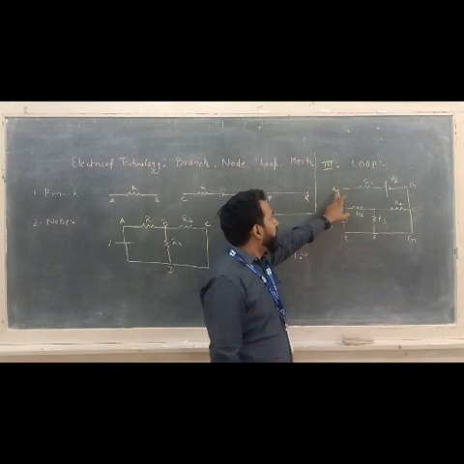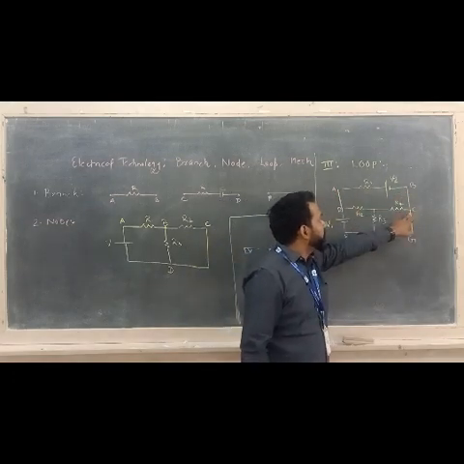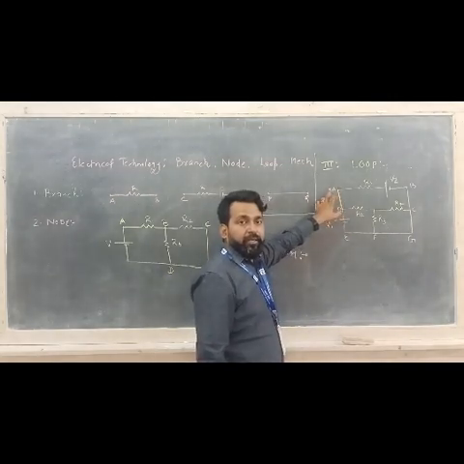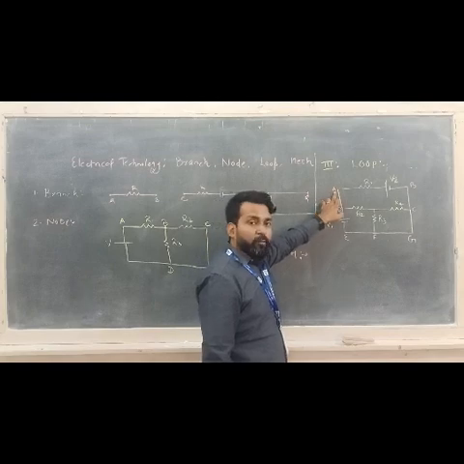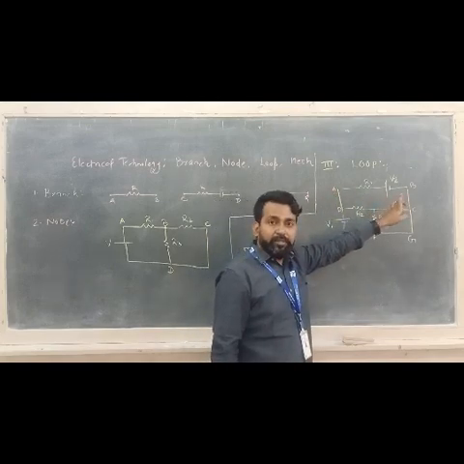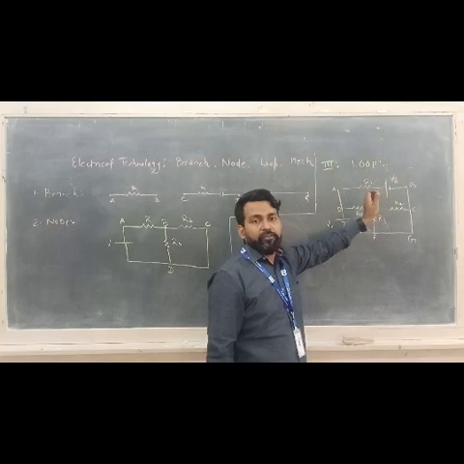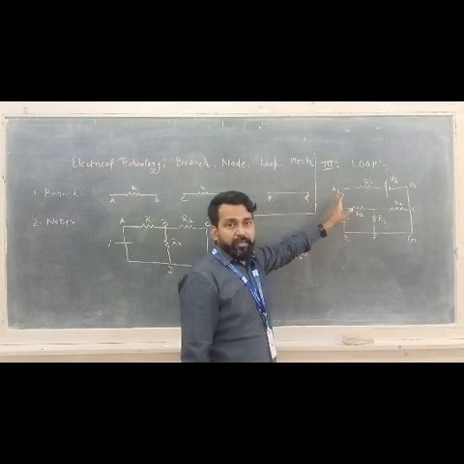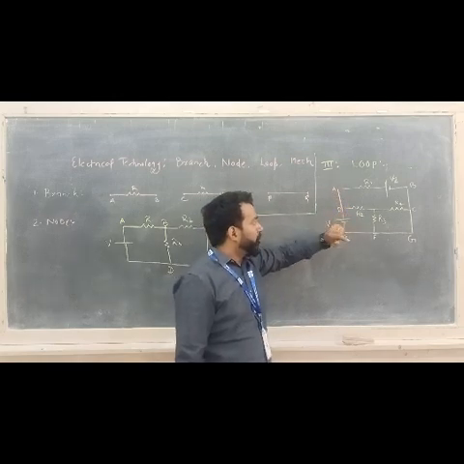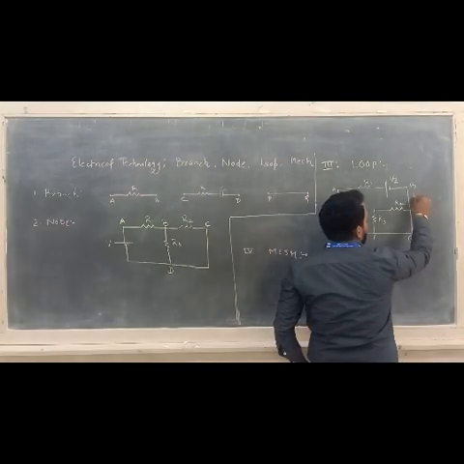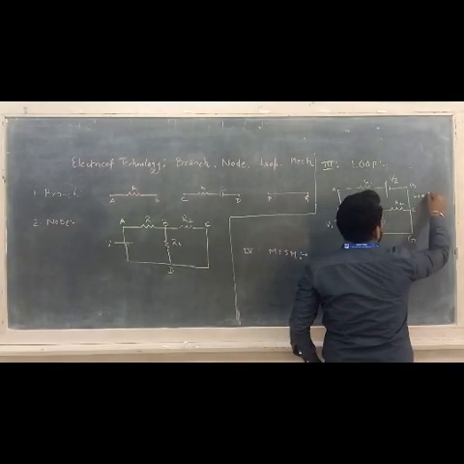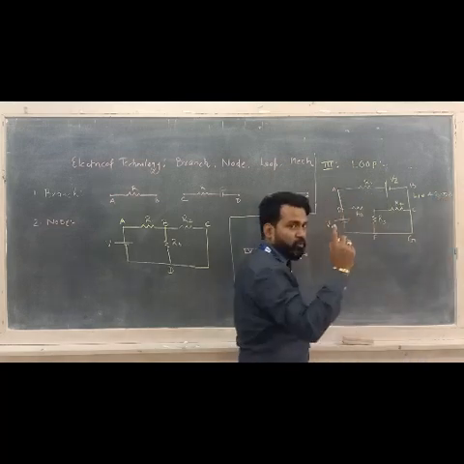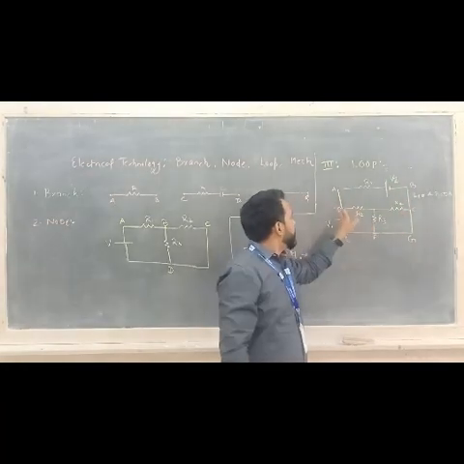So first loop is nothing but A, B, C, D, A. As I said, we name a loop in such a way that we start from a point, we move in the circuit in such a way that it shows a path for the current, and then we come back to the same point from where we started. There are different loops present in the circuit. So the first loop, I can write as L1. First loop is nothing but A, B, C, D, A.